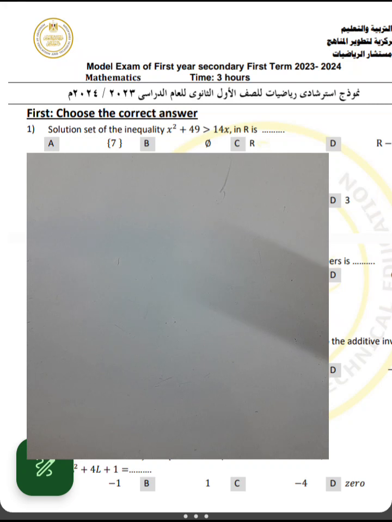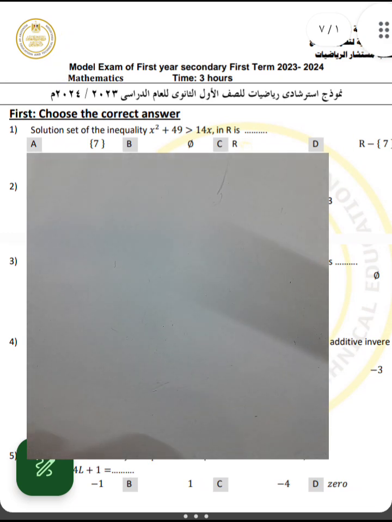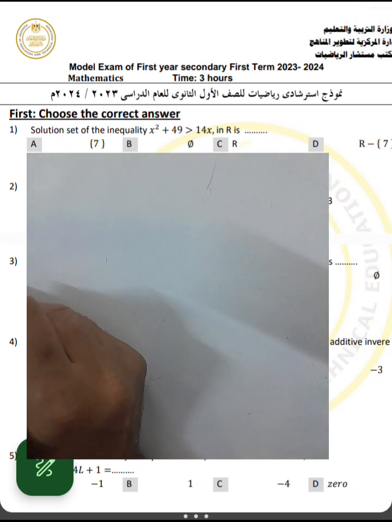How are you? Today we'll solve these models about algebra in this year 2024. Okay, pay attention with me about question number 1 here.